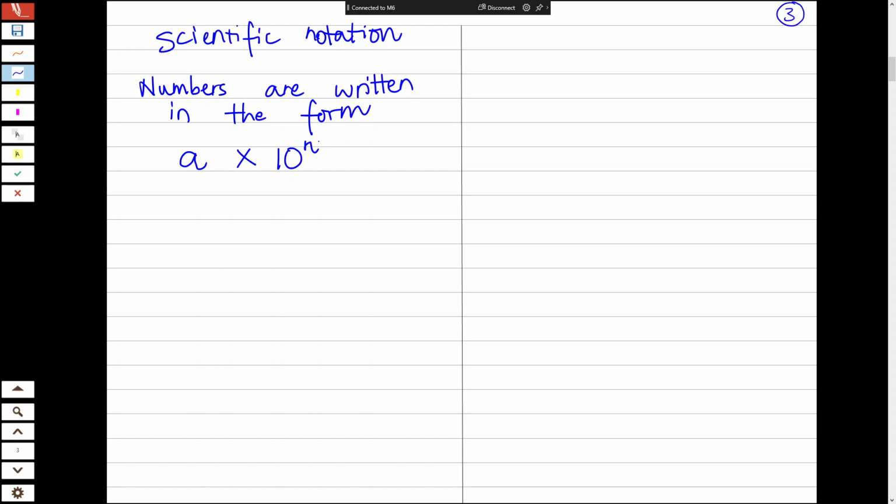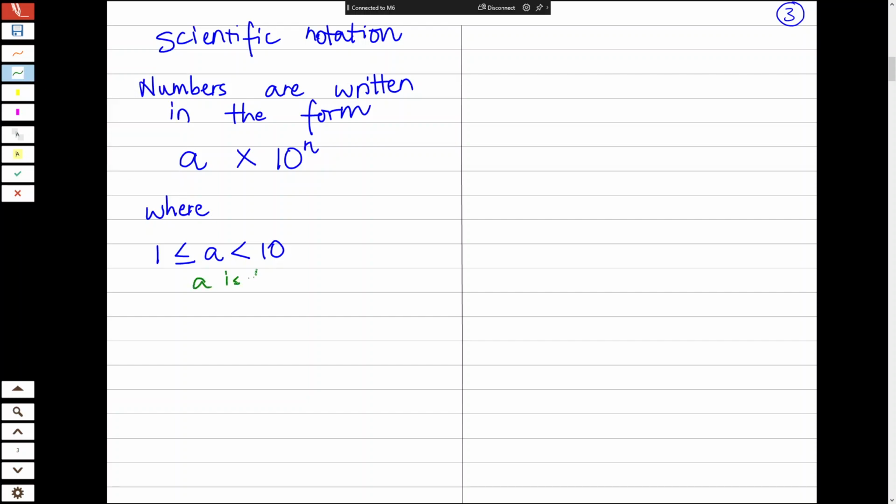So I've got a number A, and then I'm going to multiply it by a power of 10. Now, there are a few restrictions on these numbers. First of all, A is going to be between 1 and 10. So let me explain what that means.